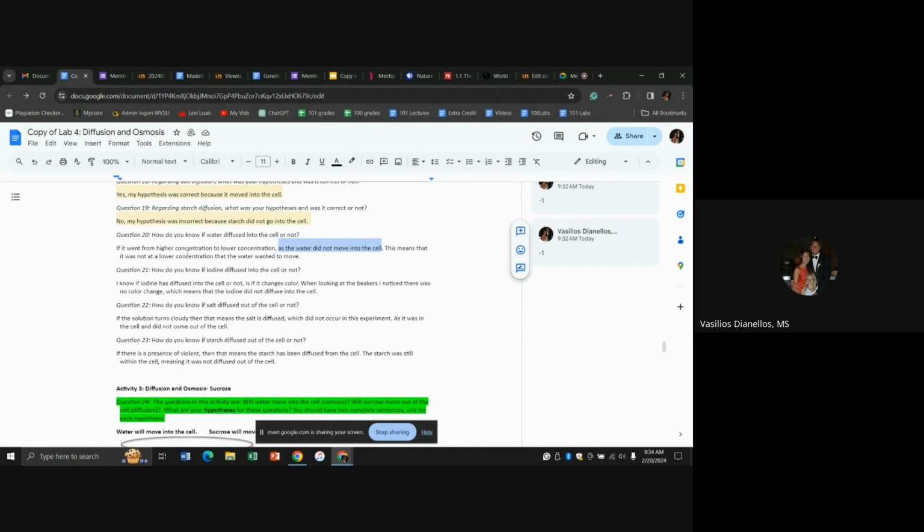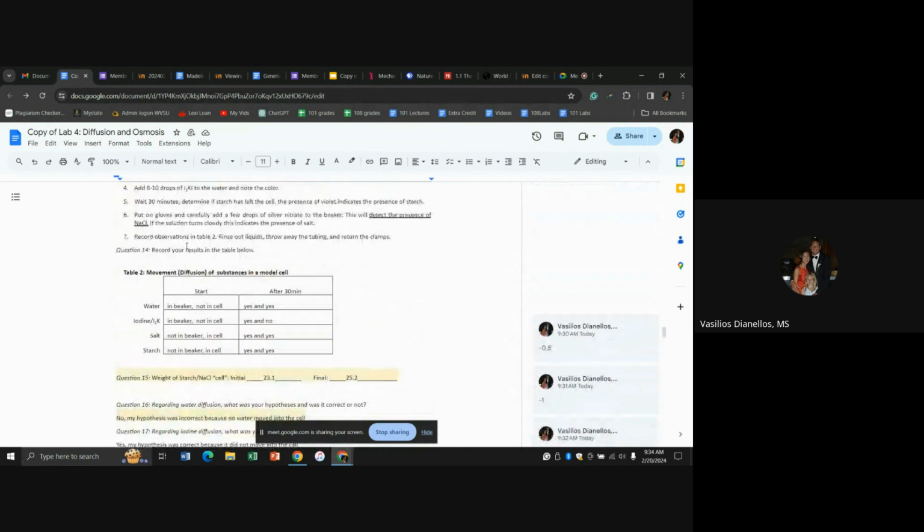Let's just focus on this because water did move into the cell, so that is correct. Incorrect. But had this been a correct answer, it should have stated how do you know if water diffused in the cell or not? Well, it's all the stuff I said here earlier.